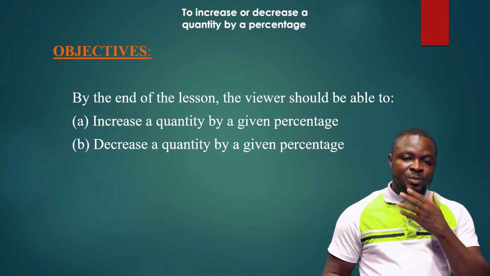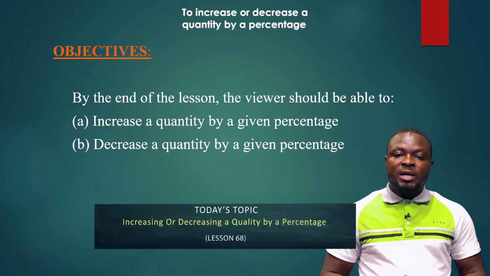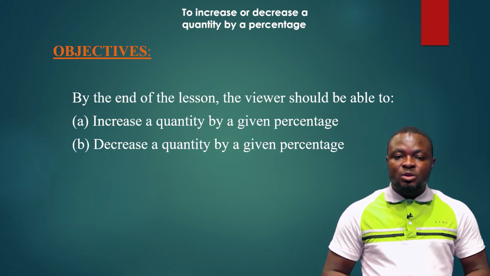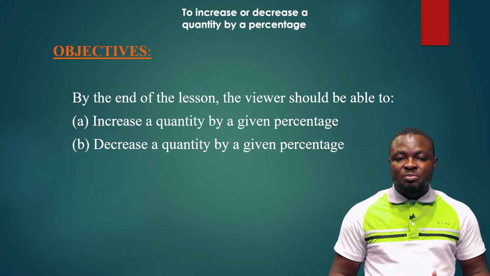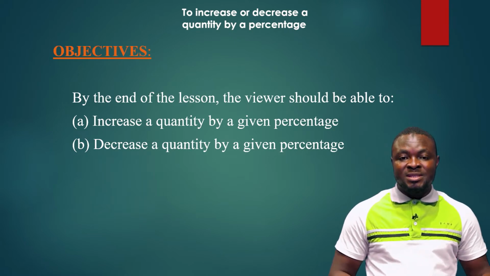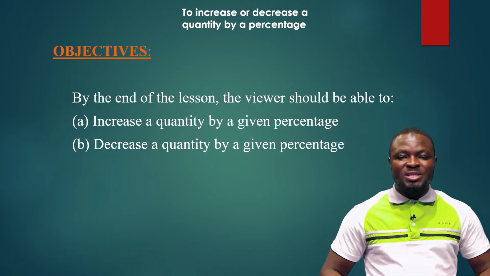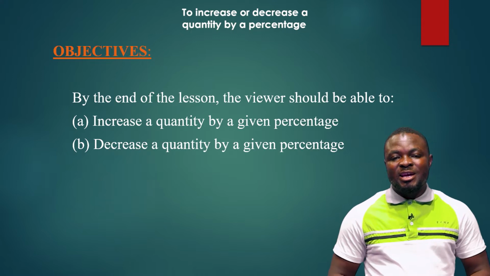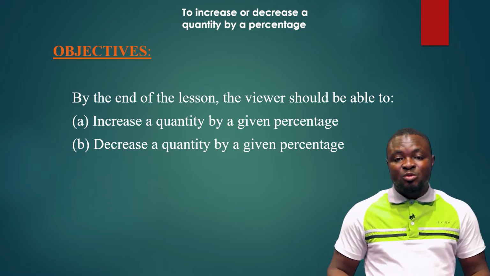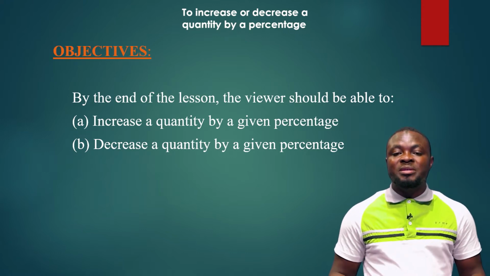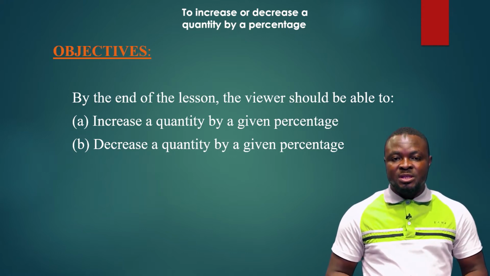So for instance, if you are given an amount of 500 Ghana cedis and your father asks you to reduce that amount by 20% and spend what is left, you should reduce the amount by 5% or 10% or 20% and use the remainder for something. You should be able to estimate that. So today, our focus will be on how to increase or decrease a quantity by a percentage.